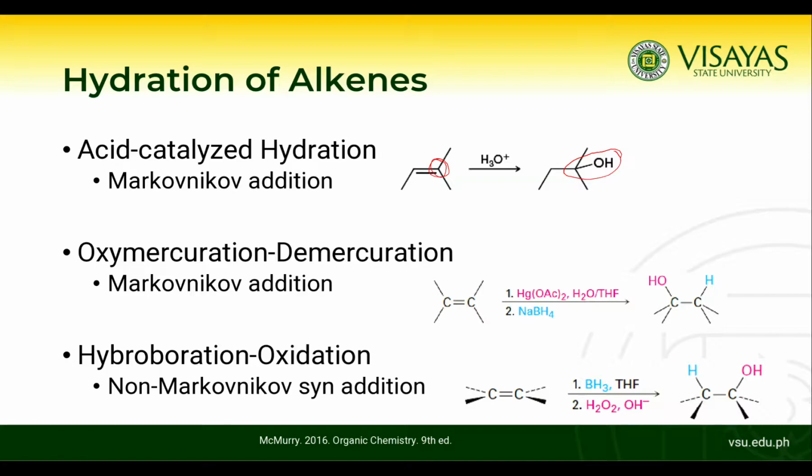The oxymercuration demercuration process also follows Markovnikov addition, but no rearrangement reactions occur. So, the OH automatically adds to one of the carbons sharing the double bond, which is the more substituted carbon. In hydroboration oxidation, this is non-Markovnikov or anti-Markovnikov addition. So, the OH is bonded to the less substituted carbon. And we also have syn addition, which we show when we have one or two chiral centers in the product formed.